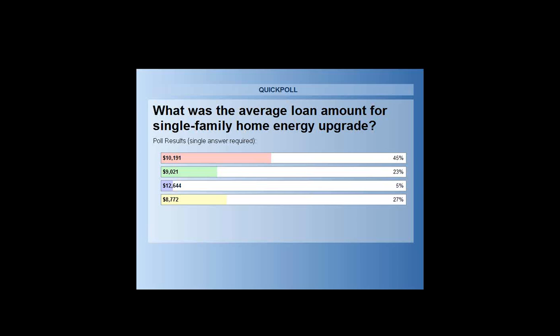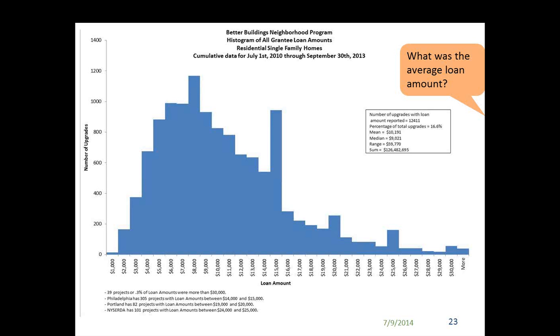Okay, so we see what the answer is here. What we did here, and I have a number of graphs where we looked at the actual project data, and what I'm showing you is a histogram that shows the number of upgrades, the frequency of a certain loan amount in this case. We have bins of about $1,000, so if the loan amount fit within that, we have a bin for it. This is the histogram showing loan amount.